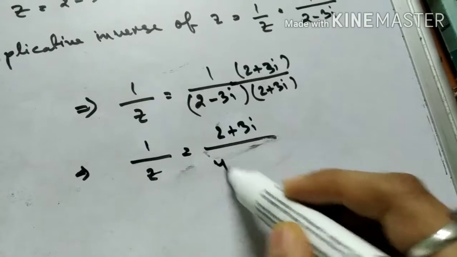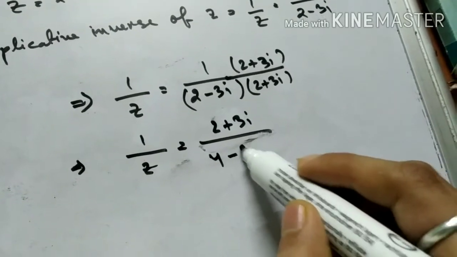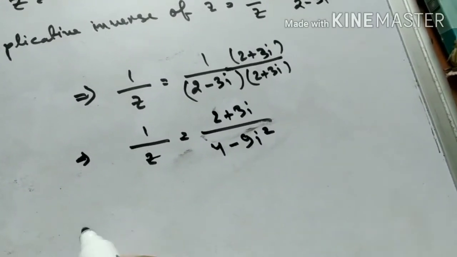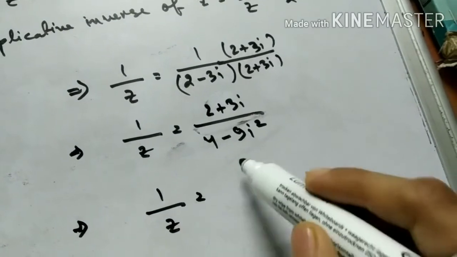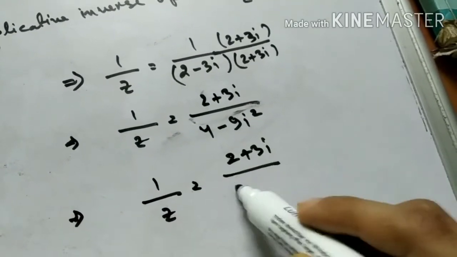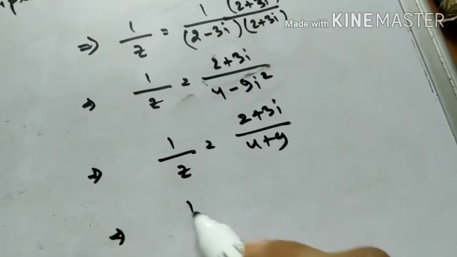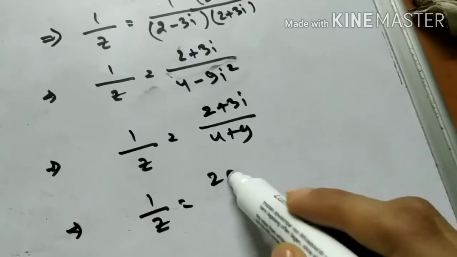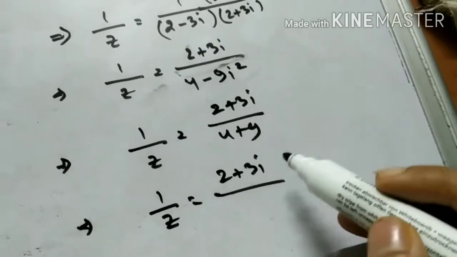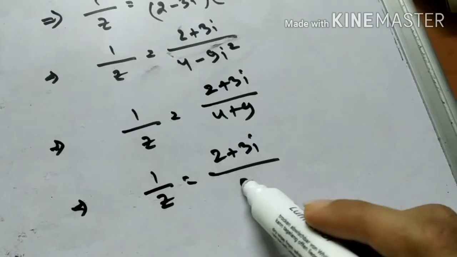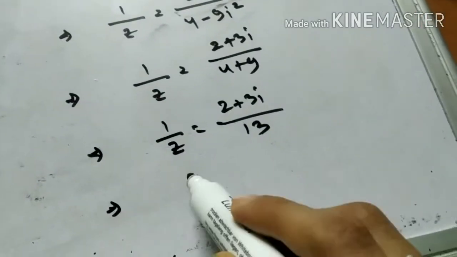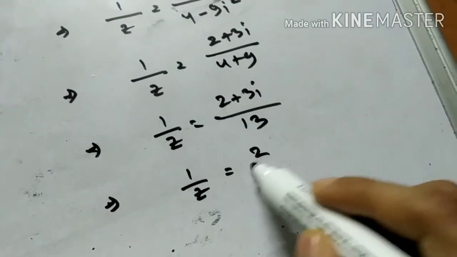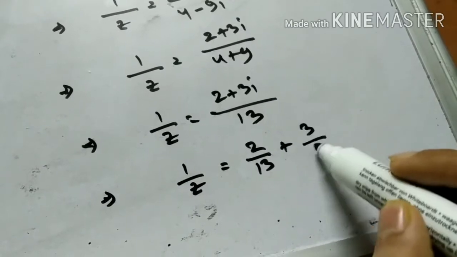will become 4 minus 9i square. So 1 by z is equal to (2 plus 3i) by (4 plus 9), which becomes 13. So 1 by z is equal to 2 by 13 plus 3i by 13.